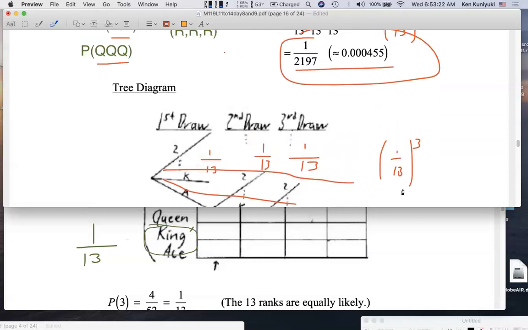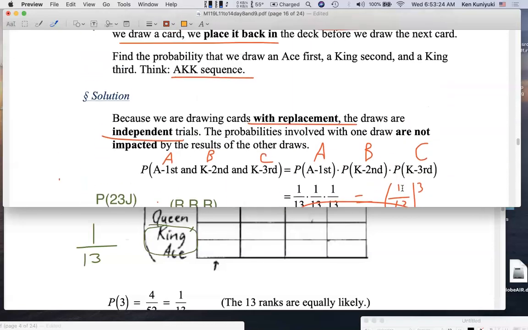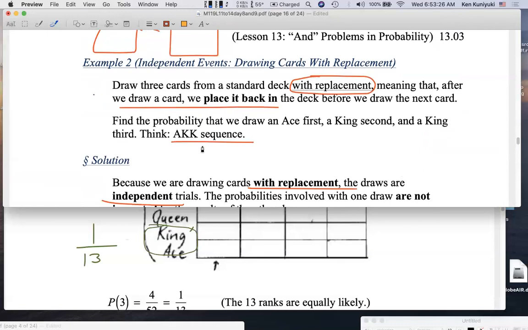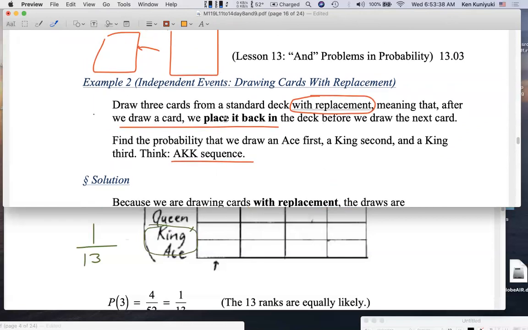All right. Now, in the next example, we're going to ask a similar question. What's the probability of getting the sequence? But how do you think the problem's going to change? What's going to make this problem more interesting? If you are told to draw the 3 cards without replacement, every time you take out a card, it stays out.